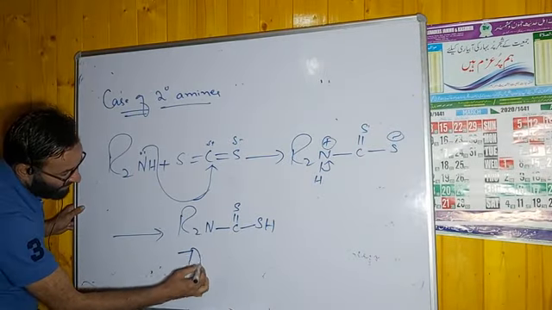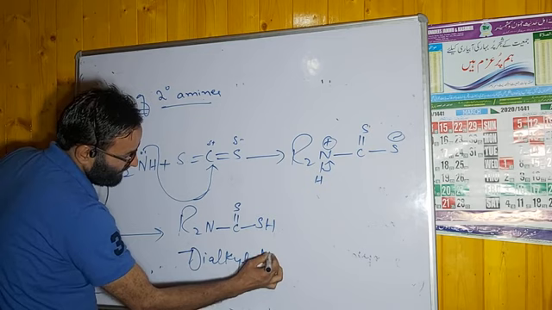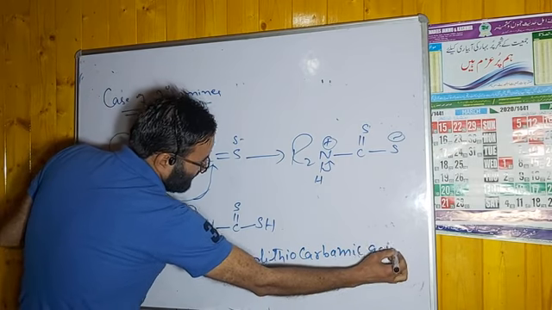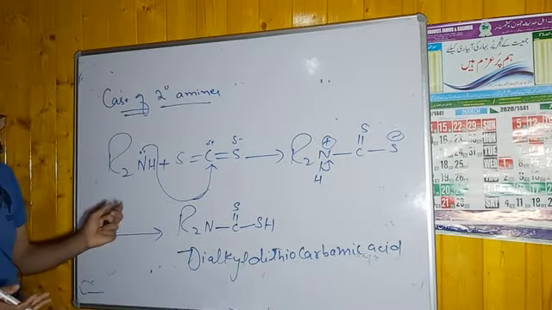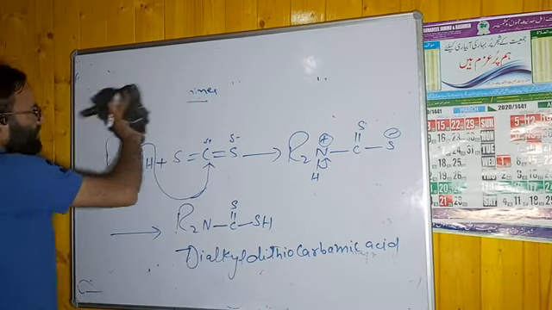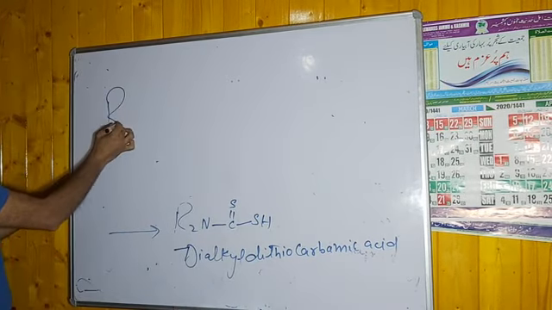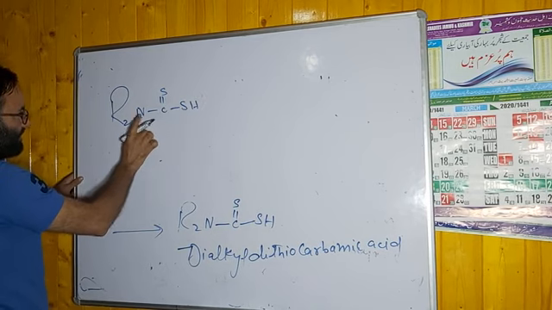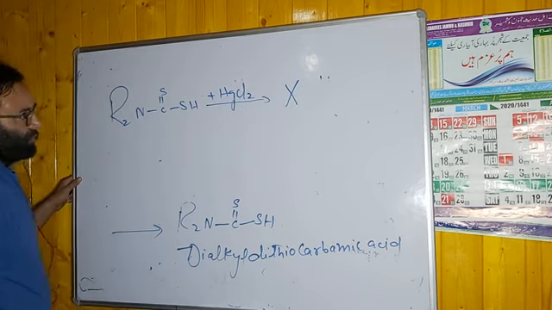What is this? It is dialkyl dithio carbamic acid. There are two alkyl groups here. In the 1 degree case, there was another hydrogen on the nitrogen, but here there is no hydrogen, hence it cannot be decomposed further. You have to mention that it cannot be decomposed further. If you want to decompose it with HgCl2, there will be no decomposition at this point.